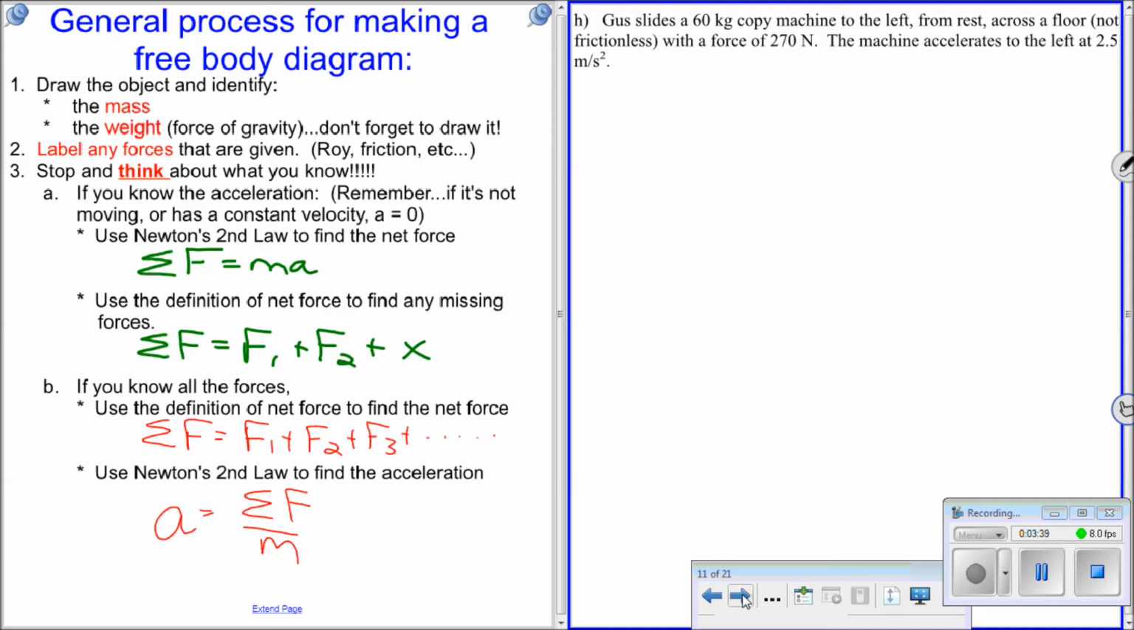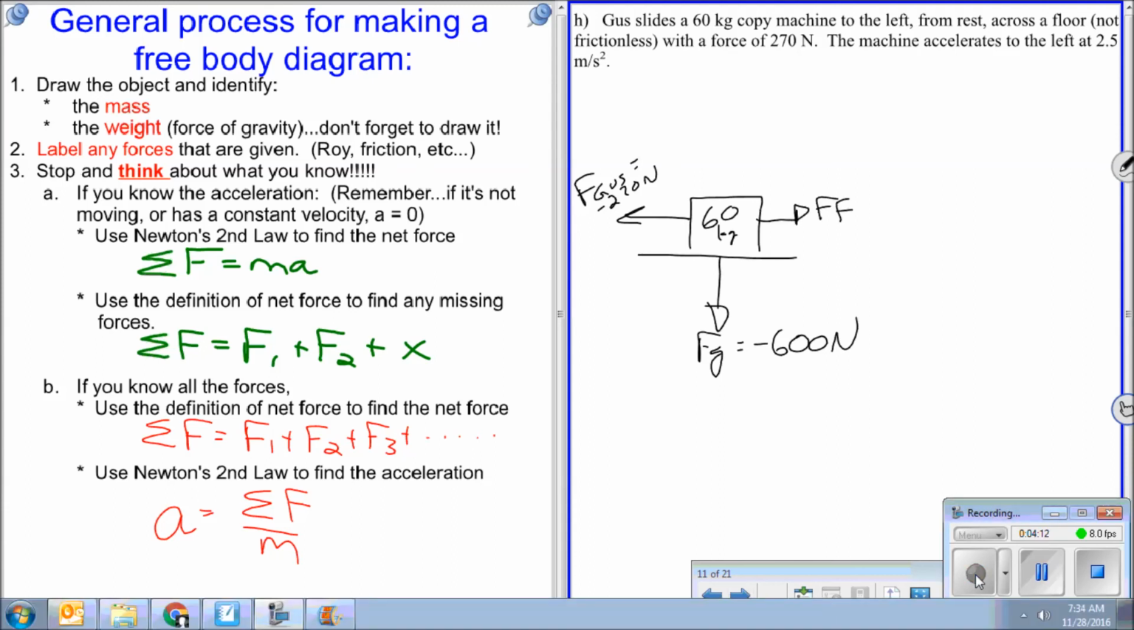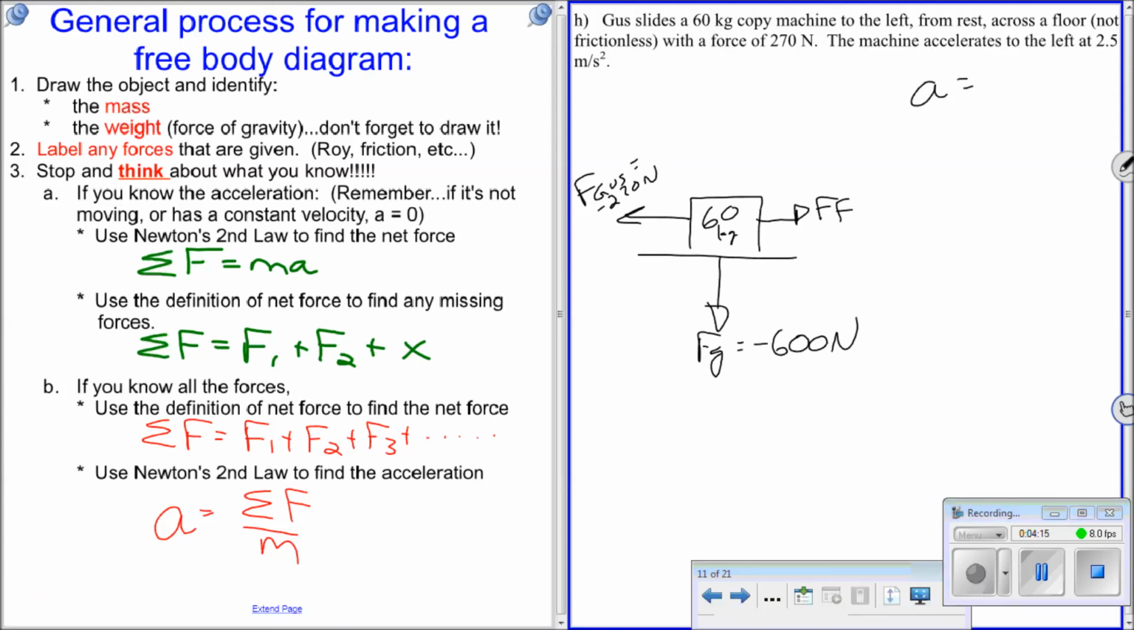All right, so here we go. So we've got Gus sliding a 60 kilogram copy machine. So 60 kilograms, put in your gravity. It's going to be negative 600 newtons, right? He's sliding it to the left again. Why did I keep doing that? Across the floor, not frictionless, with a force of 270 newtons. So here's my force of Gus. Notice I'm writing his name out to distinguish it from gravity. All right, there's friction, so we don't know what the force of friction is. So we'll have to find that. We know that it's going to accelerate to the left at 2.5 meters a second squared.